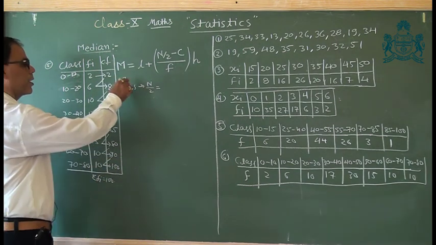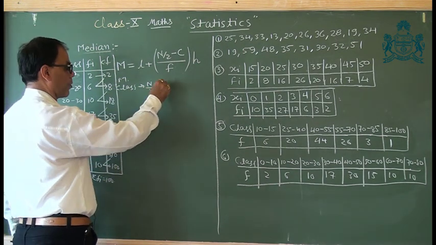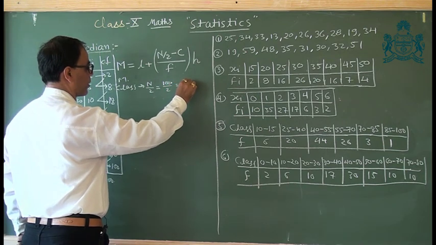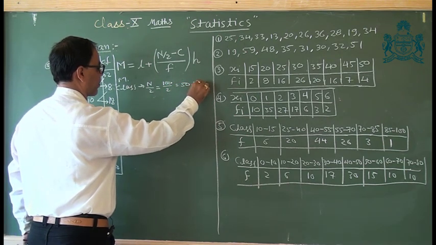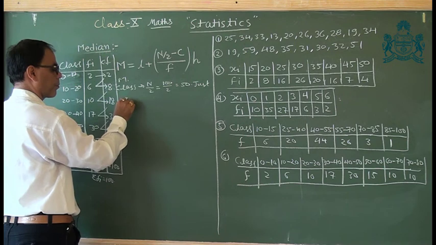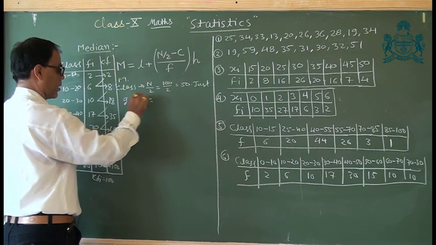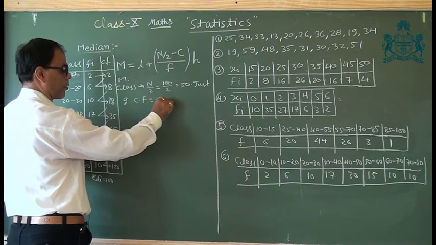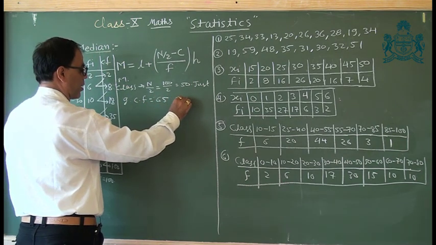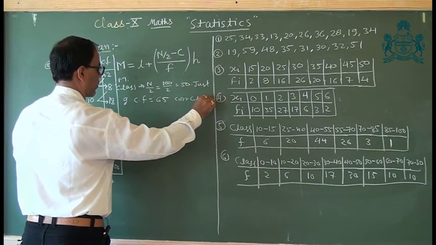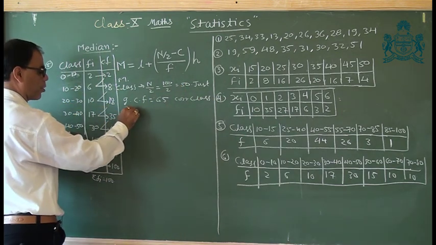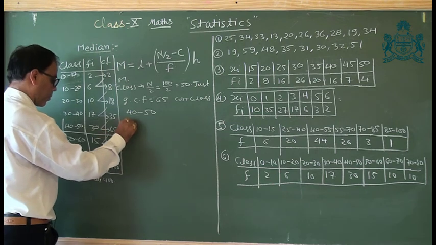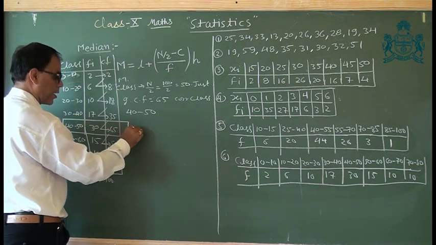Therefore, median class: n by 2, n is 100, 100 by 2 is 50. Just greater cumulative frequency than 50 is 65. Corresponding class is 40 to 50. This is the median class.